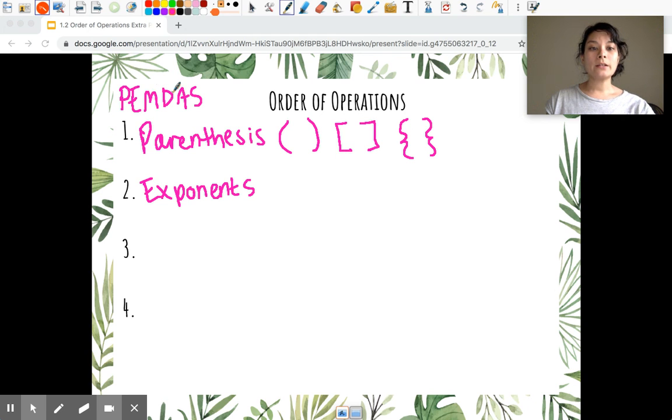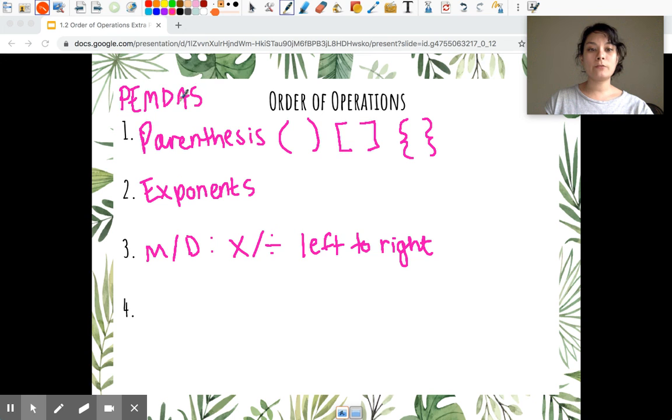And the next two letters I actually put together. I lumped them together for the same order of importance. M and D stand for multiplication and division. And the reason I put them in the same step is that you don't necessarily multiply before you divide. Sometimes you'll divide before you multiply. The way that you know which to do first, you read it like a book. You do it left to right.